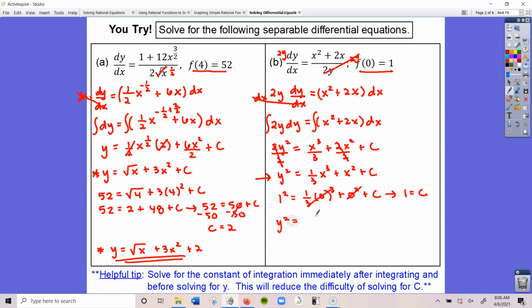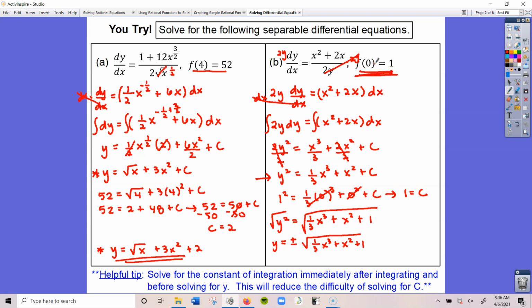Y squared is equal to 1/3 x to the third plus x squared plus 1. Now we want to solve for y, so we would have to square root both sides. So y is equal to plus or minus the square root of 1/3 x to the third plus x squared plus 1. Now remember, it's important to note that any time you square root, your answer is always plus or minus. However, there can only be one particular solution, and that depends on the initial condition.